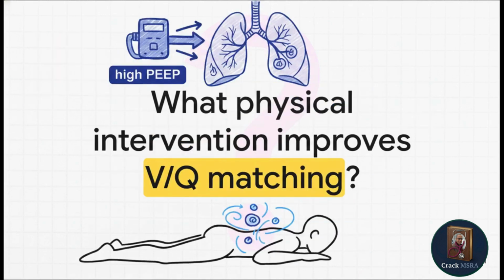Halfway through the gauntlet, question 5. A patient with severe ARDS remains profoundly hypoxic despite mechanical ventilation and high PEEP. What physical intervention improves VQ matching? When high PEEP just isn't cutting it, the crucial physical intervention is prone positioning, literally flipping the patient onto their stomach to recruit collapsed alveoli in the posterior lungs.